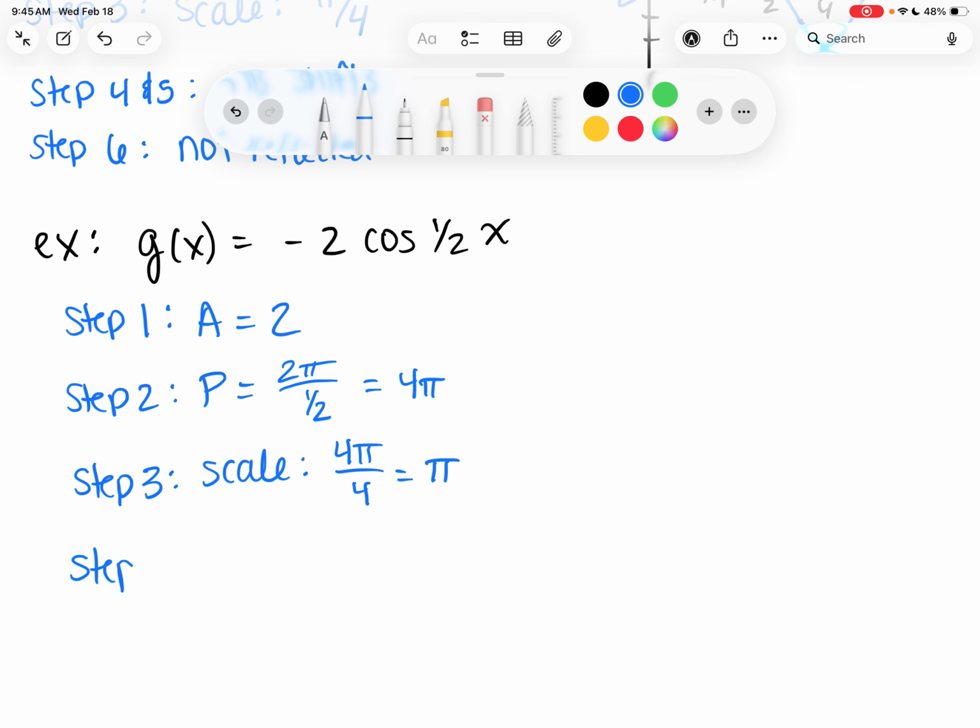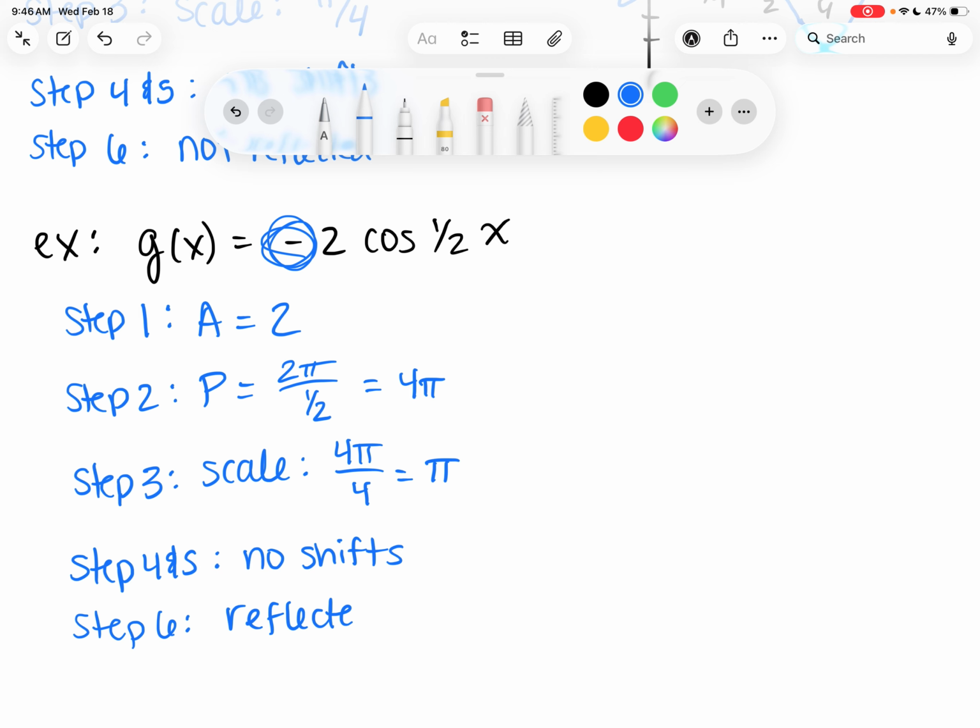There's no shift, so I'm going to do step 4 and 5 together. Again, I would not normally write this. I just am for the sake of us getting used to it. And then step 6, is it reflected? Yes. There's a negative in front, so it is reflected. The other thing I'll tell you with this section is if you want to use colors, you can. I will use different colors for you to see what's happening as we graph things. If you just use a pencil, that's fine. You just need to make sure that you label things correctly. But I'll show you, even with me using colors, how to label them.